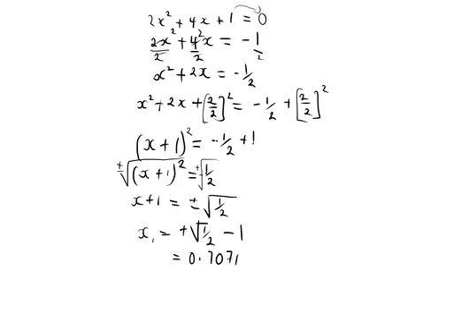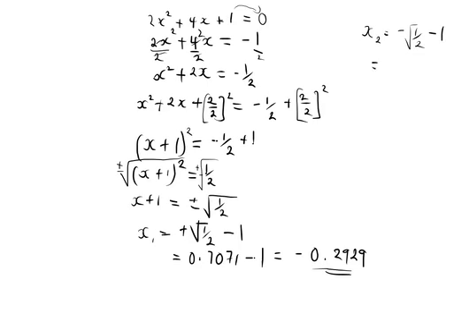0.7071. That is the square root of half from a calculator, then minus 1, and this one gives us negative 0.2929. The other value of x will be given by the negative root. So x will be equal to negative square root of half, then minus 1.